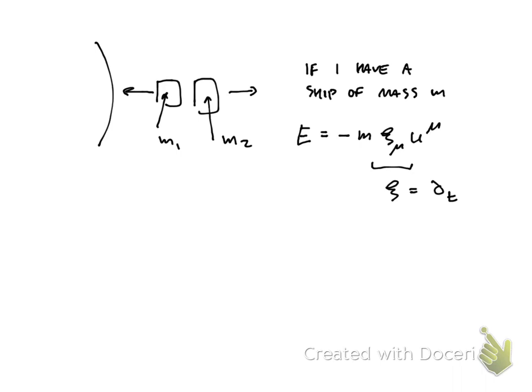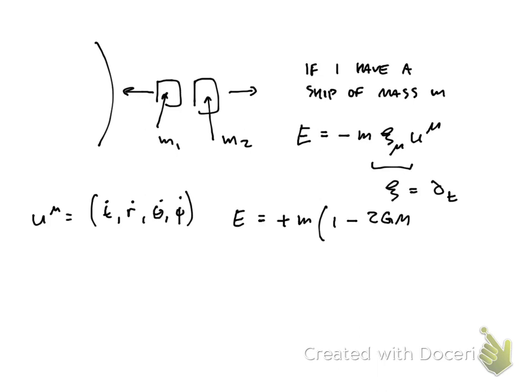Okay? So a bit more explicitly, if I write u nu out as t dot, r dot, theta dot, phi dot, then the energy of this ship E equals plus m times (1 minus 2GM over r) times t dot. Okay. So now let's go back to this picture where I have m1 going in and m2 coming out. Let's first ask about the initial energy.